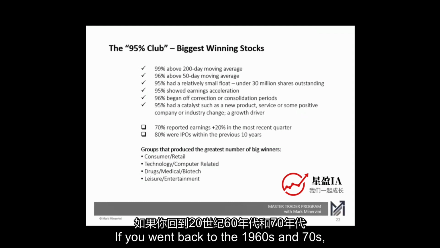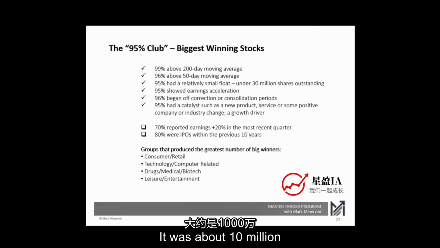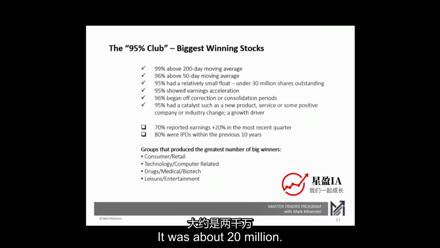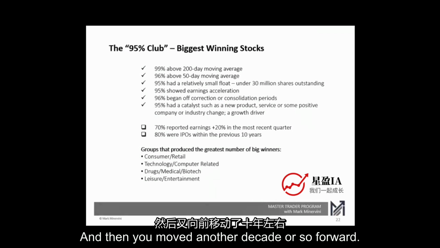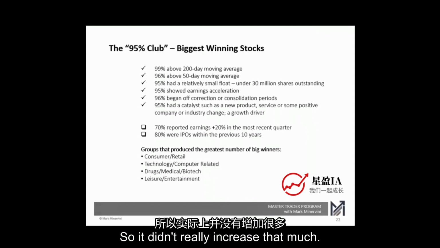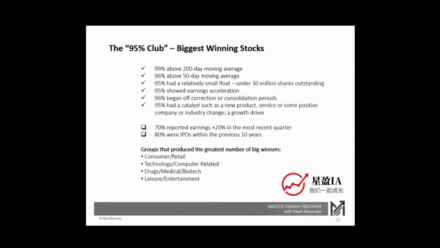If you went back to the 1960s and 70s, when Love was doing the work on studying the big winners, it was about 10 million. You fast forward into the 80s and the 90s, it was about 20 million. And then you moved another decade or so forward, and it was 25, 30 million. So it didn't really increase that much. They were still relatively small companies as far as the float or the shares outstanding.